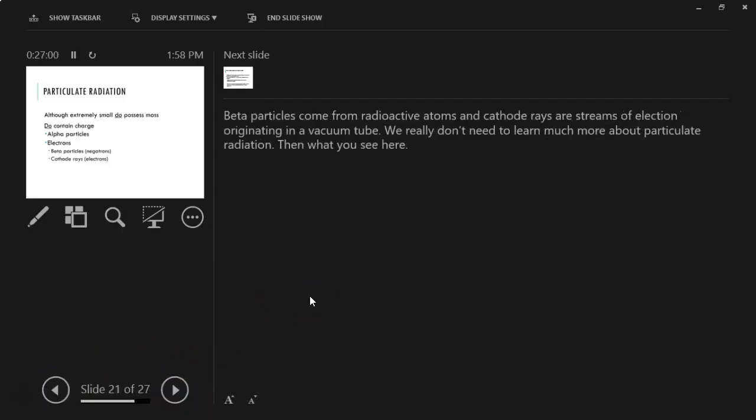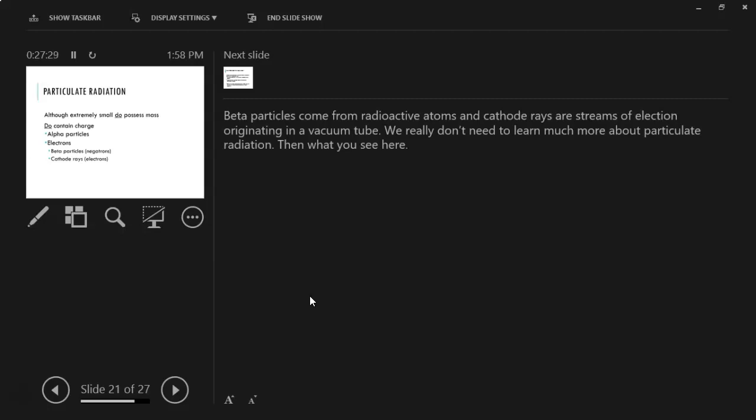So particulate radiation, just one slide on it. Things like beta particles come from radioactive atoms, and cathode rays are streams of electrons originating in the vacuum, like what Roentgen was working on. We really don't need to know much more than what you see here. So extremely small, they do possess mass, they do contain a charge: alpha particles, electrons, which are the beta particles, cathode rays.